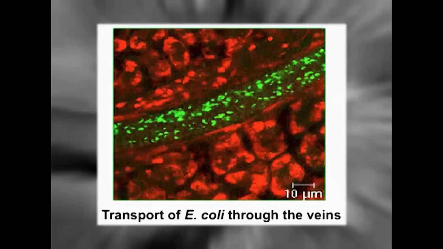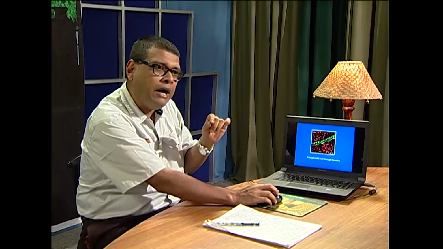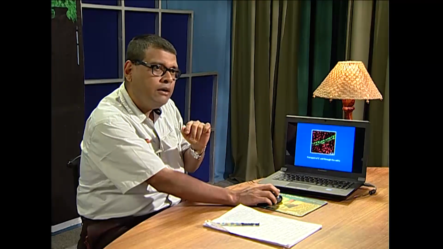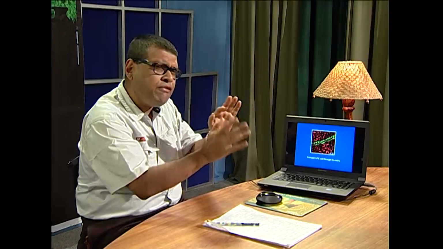Sometimes you cannot see the organism. The organism has gone in and got into the veins. And you can see here this array of green bacteria, which is visible because of fluorescence. This is nothing but E. coli, which is moving along the veins. So it is there in the leaf but not causing any harm. Only there may be a slight deviation in the circulating fluid.